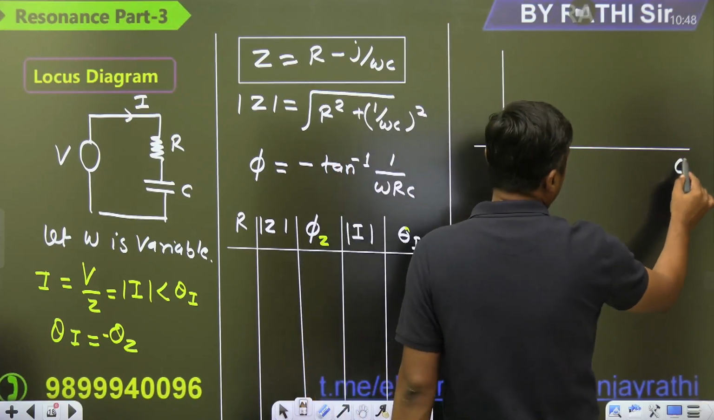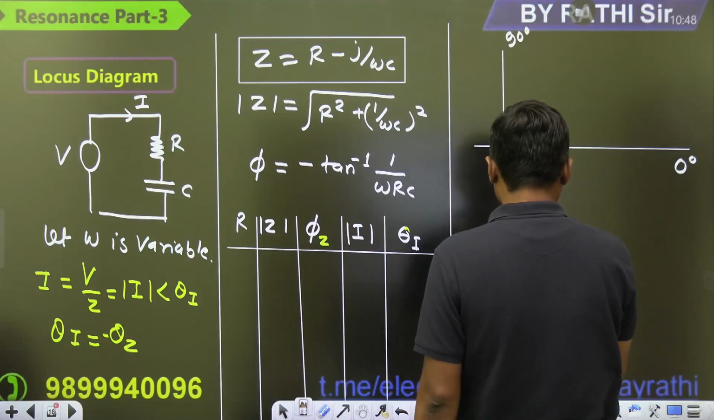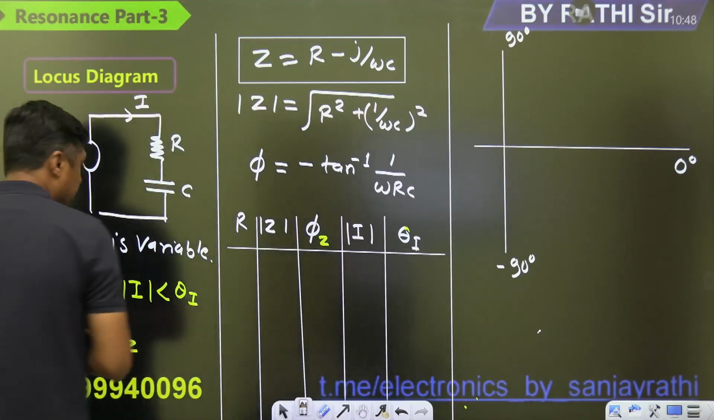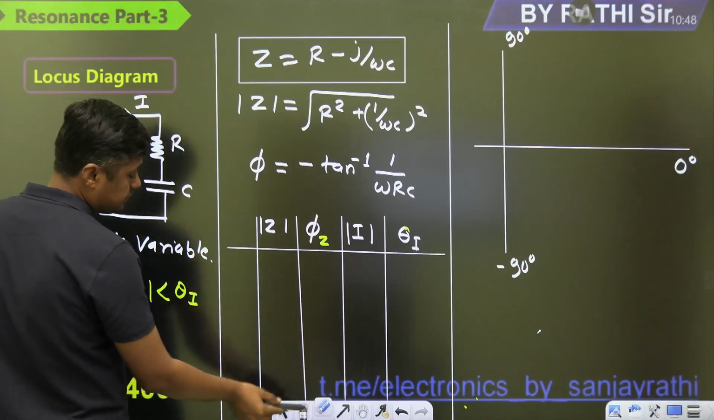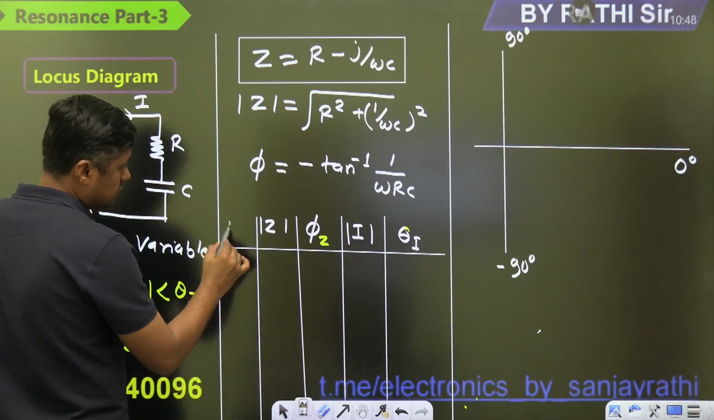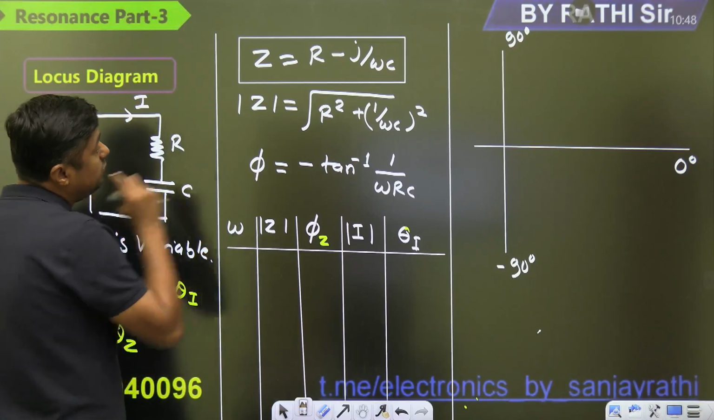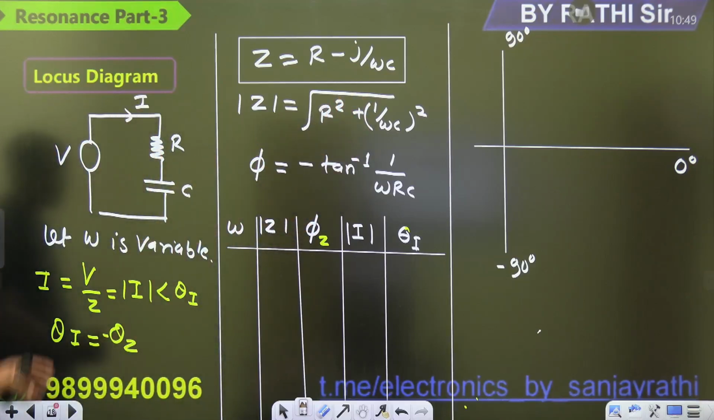This is 0 degree, 90 degree, minus 90 degree. And we have taken V, the angle of V is 0 degree. Okay. Now which one is variable? Omega is variable. When omega is variable, that term, 1 by omega C, will vary. So please focus on that. C is constant, R is constant, V is constant, only omega is variable.